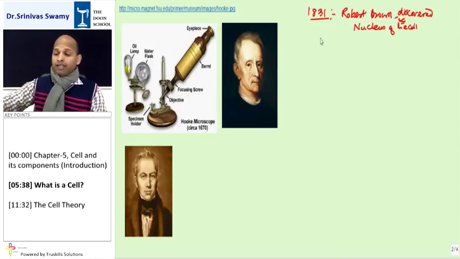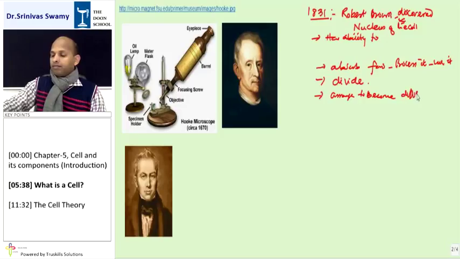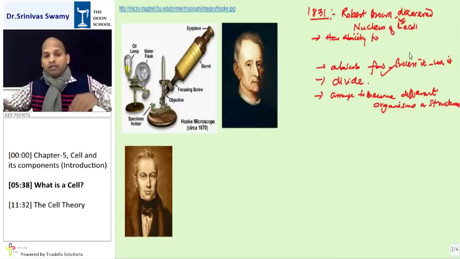Why? Because each cell has the ability to absorb food, process it, and use it. It has the ability to divide and arrange to become different organisms, different structures. Okay, what they do is they take the nutrients, they process them and convert them into energy, isn't it?